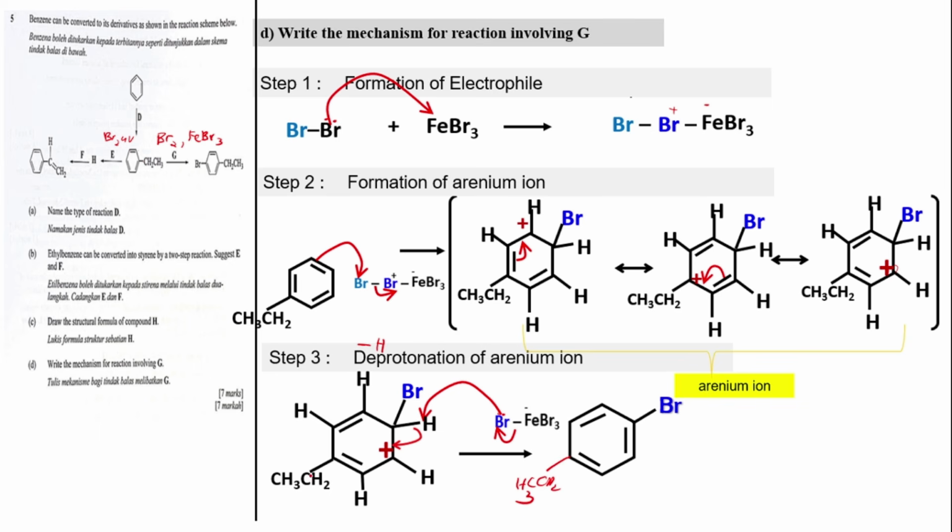So here is our product. And at the same time, I'm going to produce HBr as well as FeBr3. So my catalyst is gotten back, because the catalyst is not consumed in the reaction. It only increases the speed of the reaction and helps the reaction to occur effectively. So here is the mechanism that is shown for question number 5.